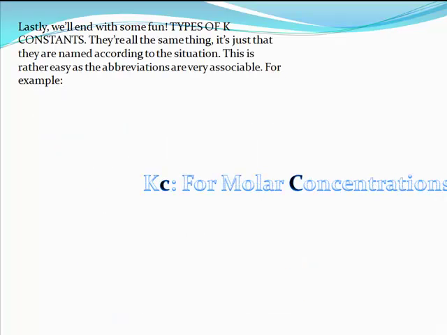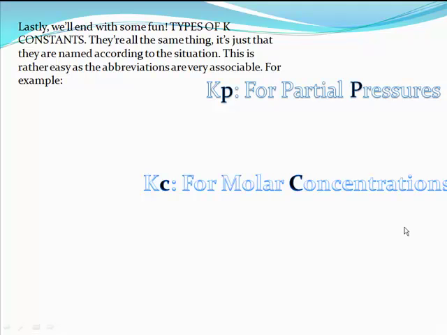So lastly, we'll end with types of K values or constants. They're all the same thing, it's just that they're named according to the situation. For example, Kc is just the K constant when we're dealing with concentrations in moles per liter. Kp is used for a situation where we're using pressures. So just to re-emphasize, that means that in K expressions we can also use pressures in addition to concentrations, in atmospheres, of course.